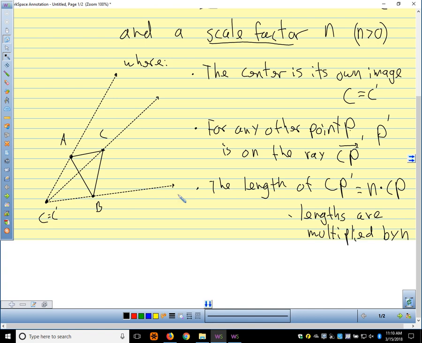So we make those rays from the center through each vertex. And then our new point, we find our new point by multiplying the distance from C to A. Why don't I call this, instead of 2 C's, P, so I don't have 2 point C's. The distance from here to here, we multiply by the scale factor. So I'm going to try to do it approximately 2 times as big. So whatever this distance is, I'm going to make the ray from the center to the new point twice as long. So I'd have A prime there.